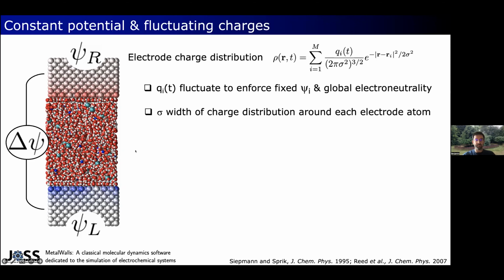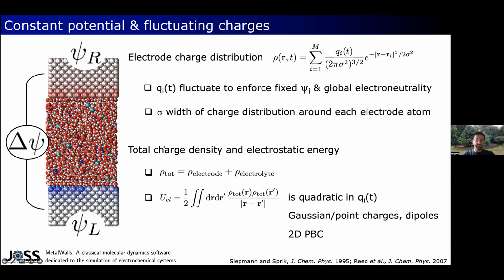And this process was first proposed by Siepmann and Sprik, who looked at water under the tip of an AFM, and it was using Car-Parrinello dynamics for the fluctuating charges. And then in Paul Madden's group, they applied the same model of electrodes with electrochemical setup and using a Born-Oppenheimer sampling of the charges.